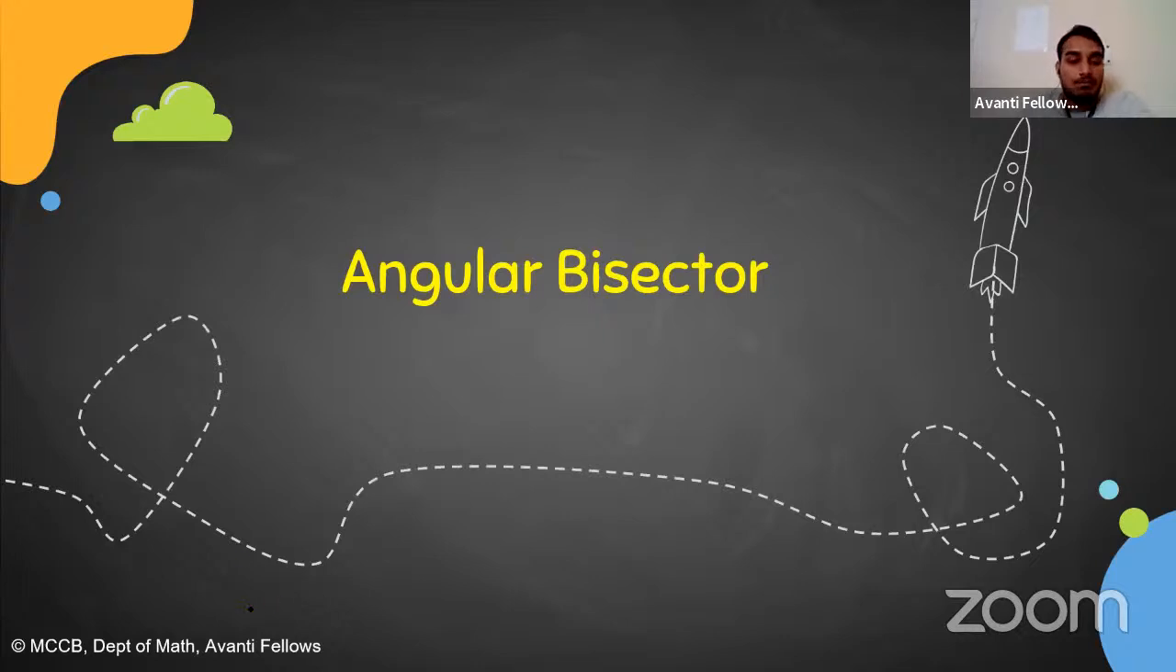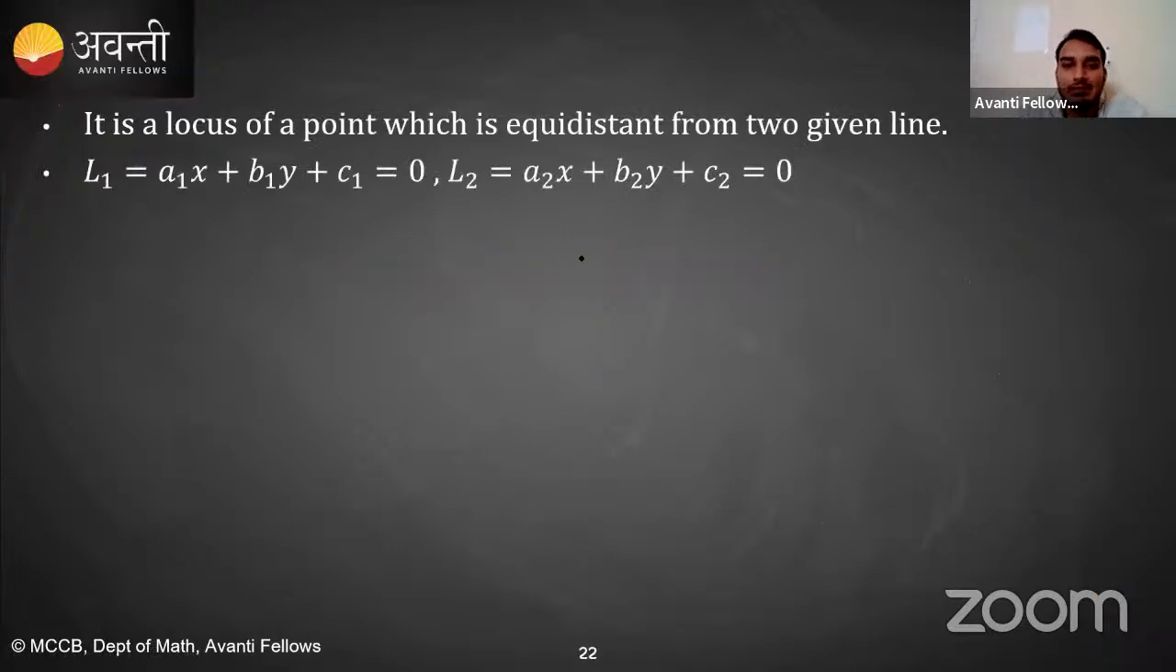So now let's start with the topic angular bisector. What is an angular bisector? You already know that the angular bisector is nothing but a line which divides my angle into equal parts. Mathematically we say that the angular bisector is the locus of a point which is equidistant from two given lines.